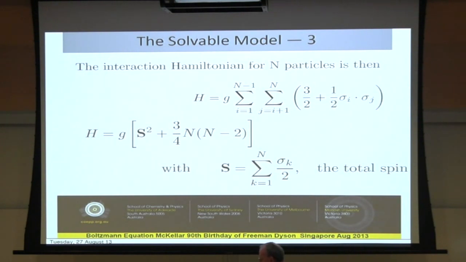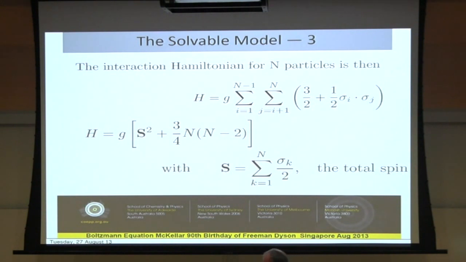But you can see, of course, that I can rewrite the product of sigma i dot sigma j, subtracting a constant, as just sigma i plus sigma j all squared. And you can then arrange this, because I've summed over all the i's and j's, to be just the total sum of the spins, all squared. And then you adjust the constant, you find that the Hamiltonian for this system is just related to the square of the total spin with some additive constant.